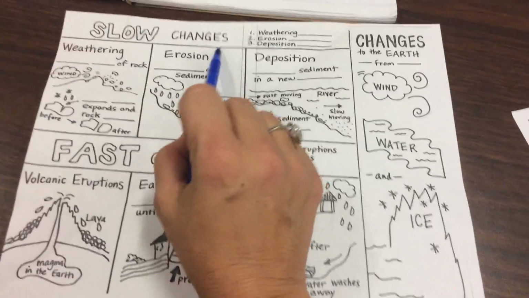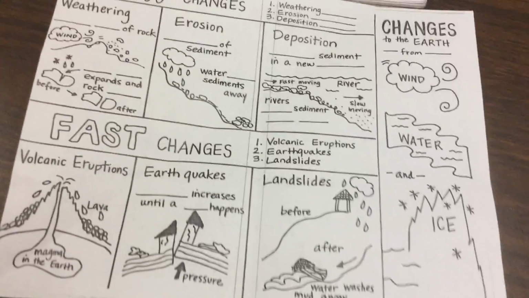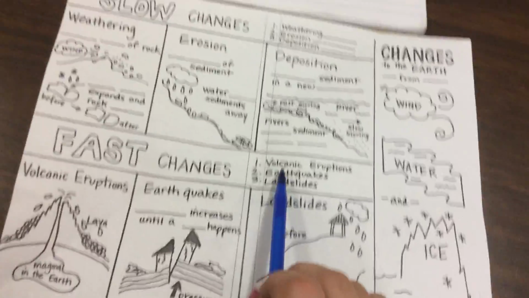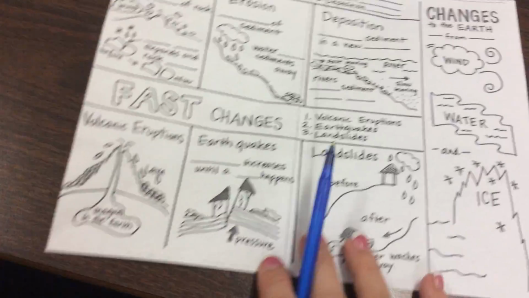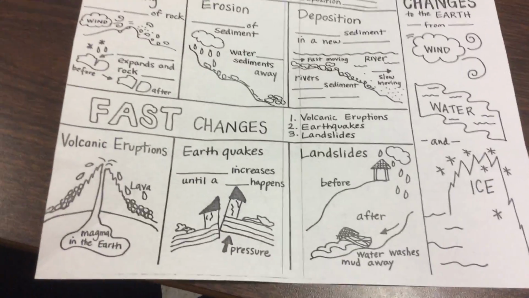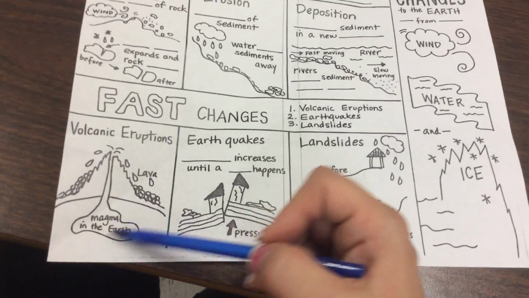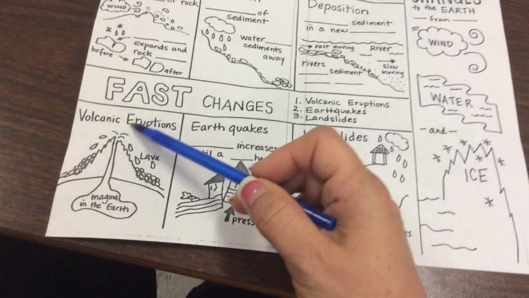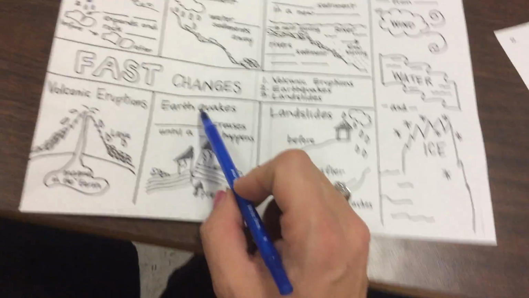We have slow changes that are caused by these three things, and then we have fast changes, which we'll also talk about. Fast changes include things like volcanic eruptions, earthquakes, and landslides. Fast changes occur very quickly. They immediately happen. You can immediately see a change. A volcanic eruption occurs when the magma in the earth explodes and the lava erupts onto Earth's surface.